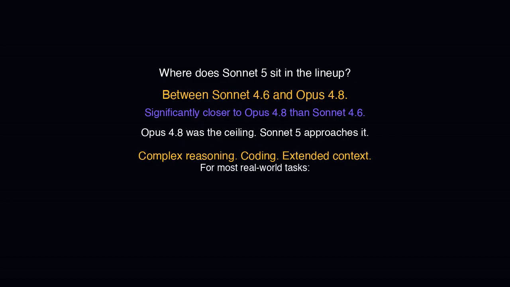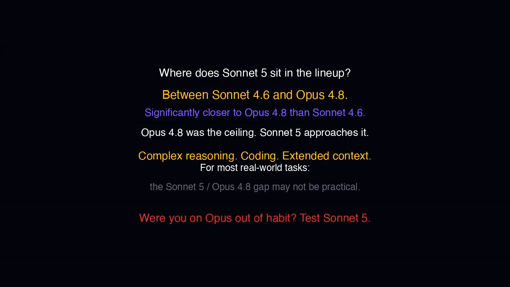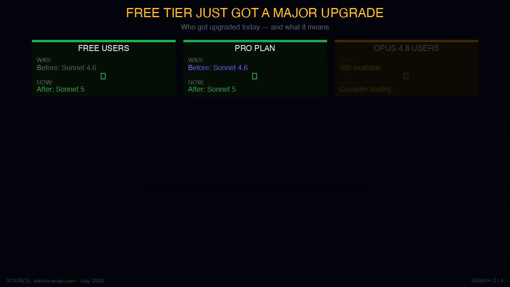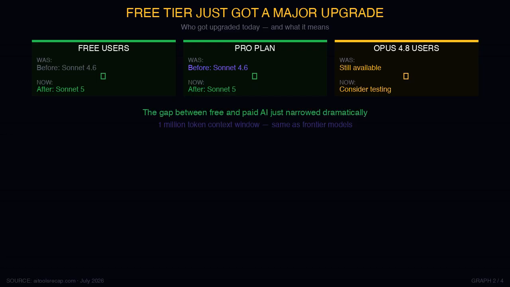These are the areas where the Sonnet 5 improvement shows most clearly. The question every user should ask is simple: were you paying for Opus 4.8 because you needed the extra capability, or out of habit? For many workflows, Sonnet 5 is now the right answer. 3 categories of users. Practical guidance for each. Category 1, free users. You already have Sonnet 5. You do not need to do anything. Anthropic upgraded the free default. The model approaching Opus 4.8 performance is now what you get on a free plan. That is a significant upgrade with no action required.